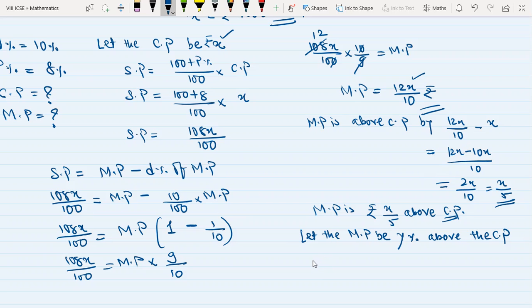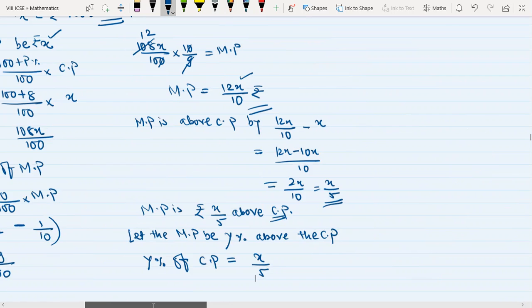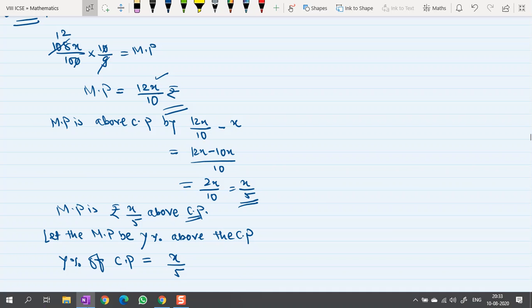So y% of cost price is equal to x by 5. What is this relationship? Think about it. How did I make this relationship? This is very similar to that question which says by what percent is raincoat costlier than umbrella? You remember, by what percent is wheat costlier than rice? This is on the same line.